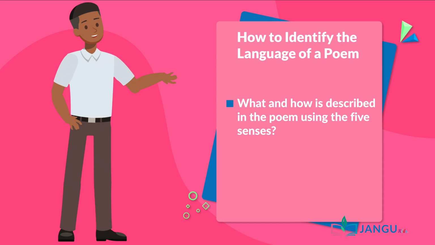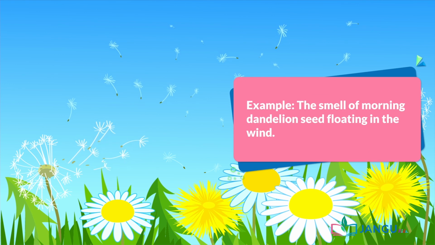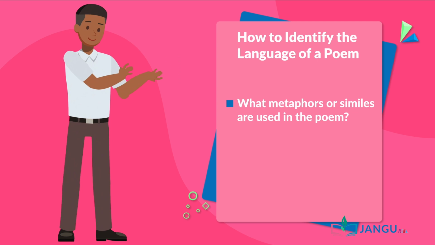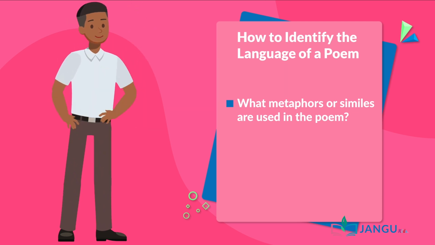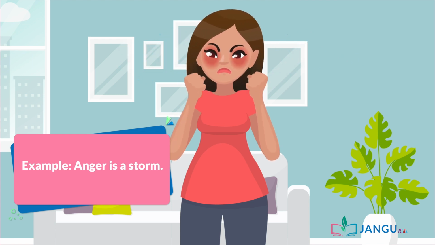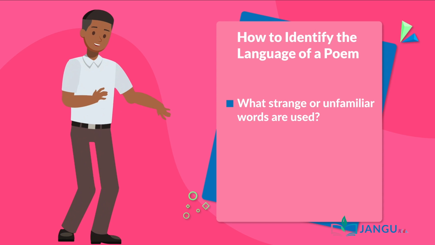1. What and how is described in the poem using the 5 senses. Example, the smell of morning dandelion seeds floating in the wind. 2. What metaphors or similes are used in the poem. For example, anger is a storm. 3. What strange or unfamiliar words are used.